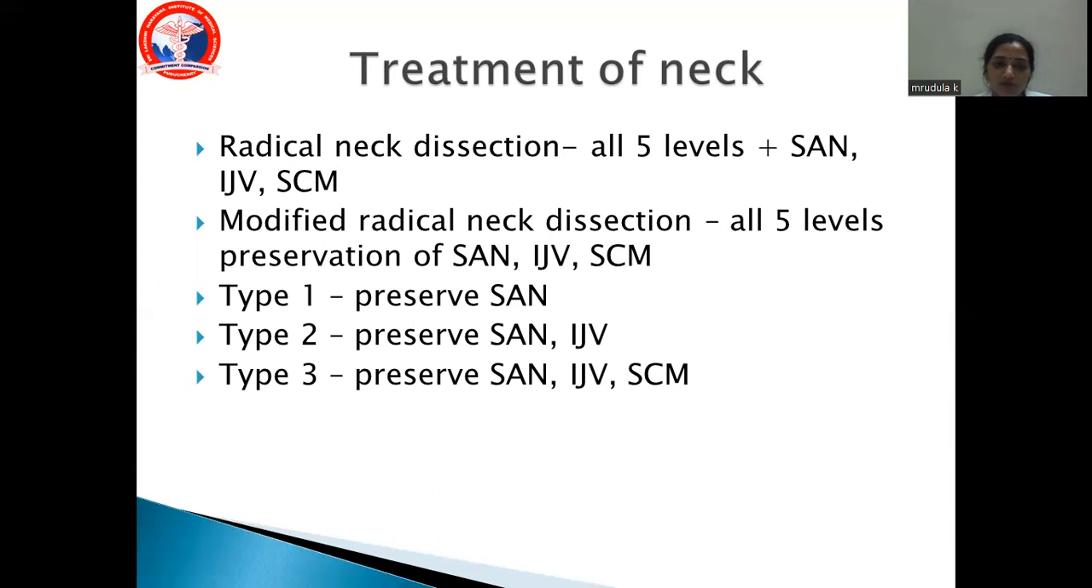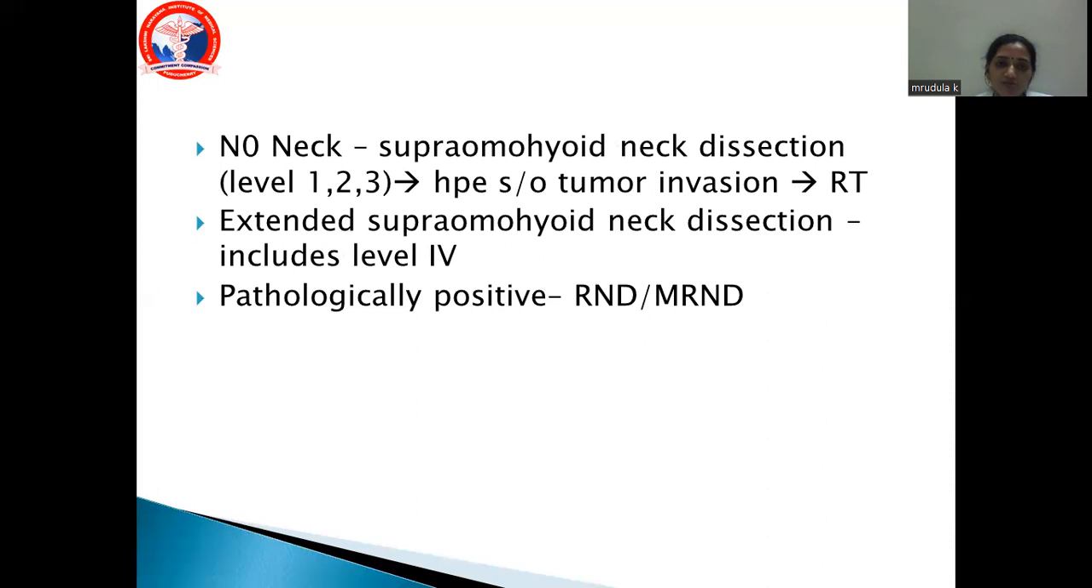Type 1 MRND includes preservation of the spinal accessory nerve. Type 2 includes spinal accessory plus IJV preservation. Type 3 includes preservation of the spinal accessory nerve, internal jugular vein, and sternocleidomastoid muscle. All 3 structures are preserved. So in any zero neck, when there are no nodes palpable, we can go for a supraomohyoid dissection, which includes levels 1 to 3.